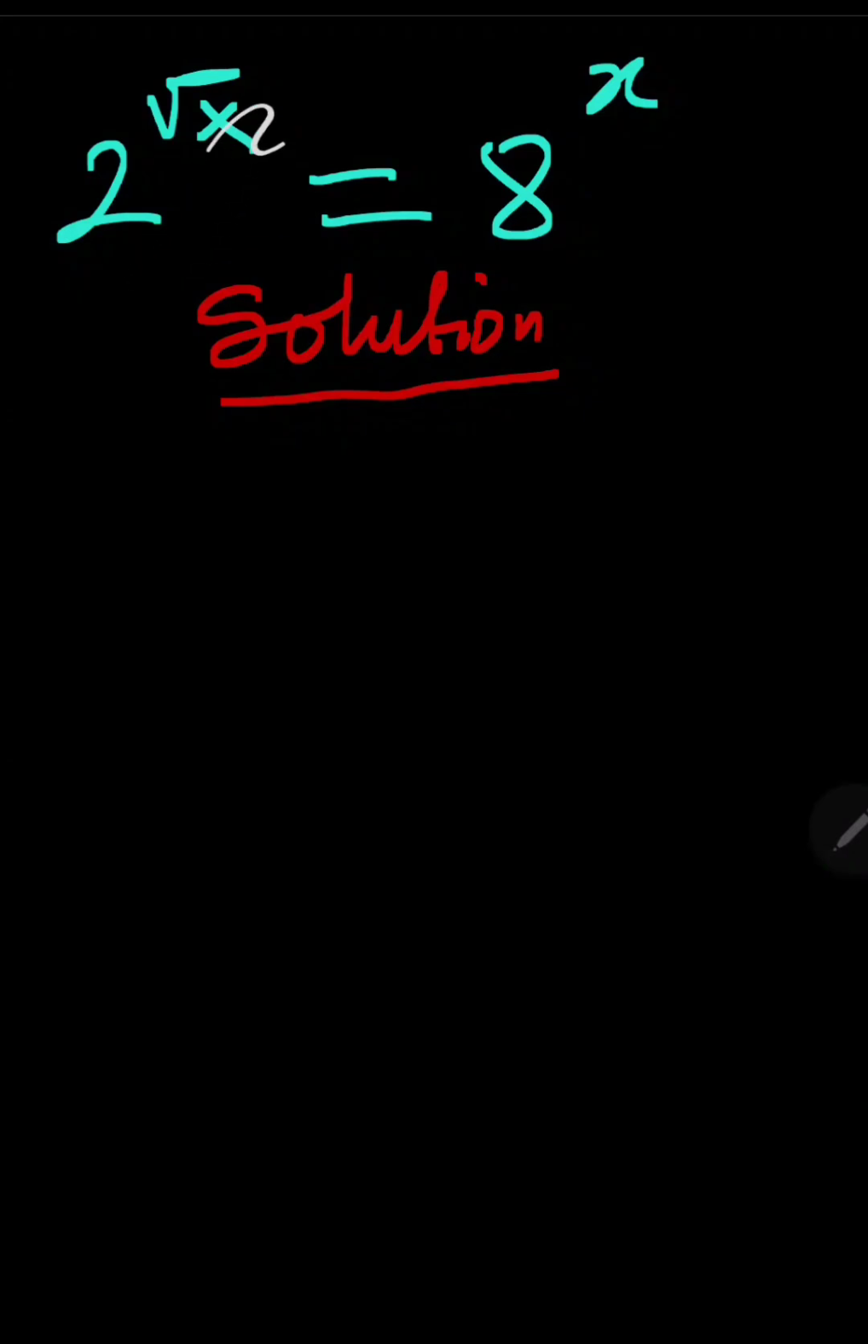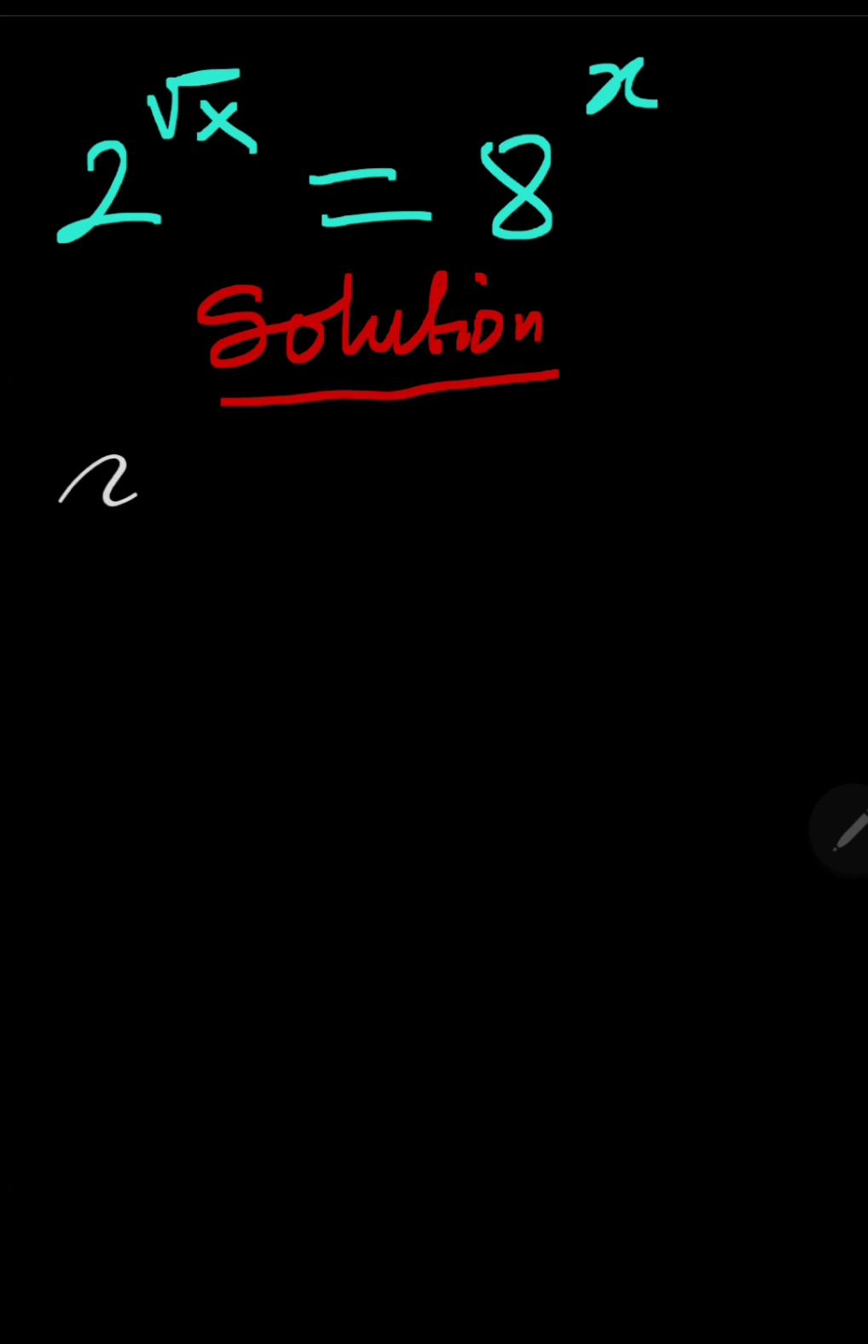We are given that 2 raised to the power of square root of x is equal to 8 raised to the power of x. Then what is the value of x that satisfies this exponential equation? As you can see, the base on the left hand side is 2, and on the right hand side the base is 8. So the first thing we need to do is to try to balance the base.